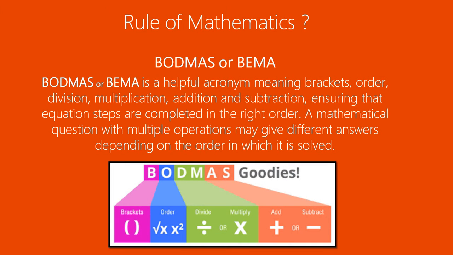First is brackets to resolve, then the order, divide, multiply, add, and subtraction. So we call the BODMAS rule as BEDMAS. It is a helpful acronym meaning brackets, order, division, multiplication, addition, subtraction, ensuring that equation steps are completed in the right order. A mathematical question with multiple operations may give a different answer depending on the order in which it is solved.